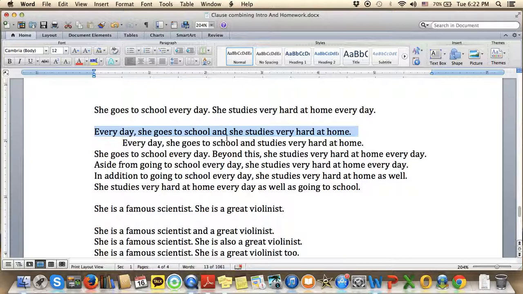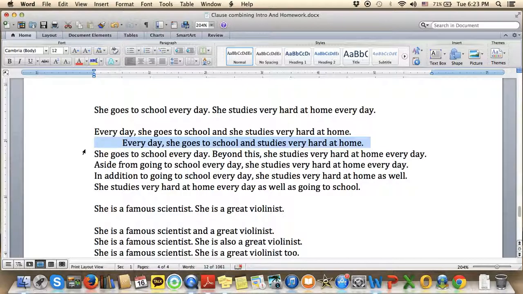But remember that same thing we said before. If we have the same thing being repeated in both clauses, then we could probably eliminate it from one of the clauses. So here's how we would do that. Every day she goes to school and studies very hard at home. Aha! That way I don't have to put she in both places. I just put it in the first one.